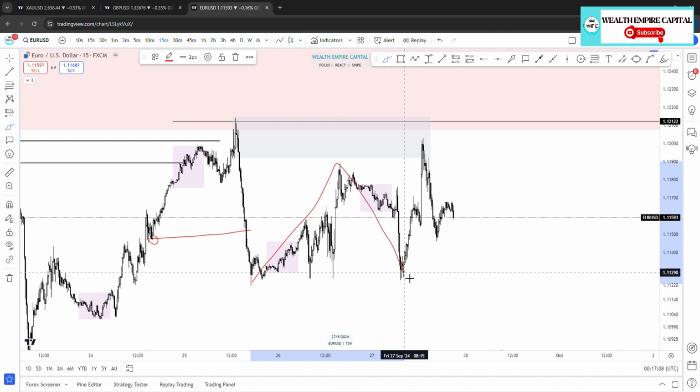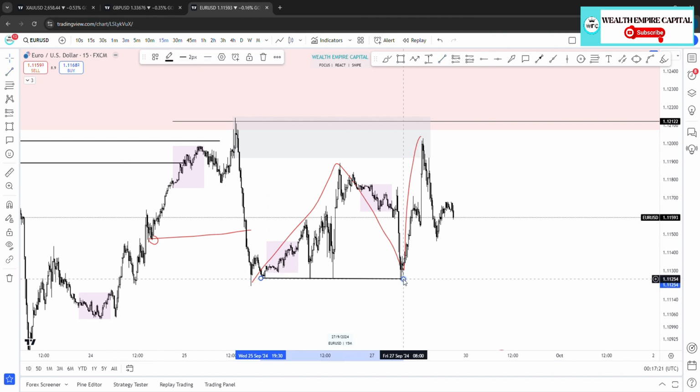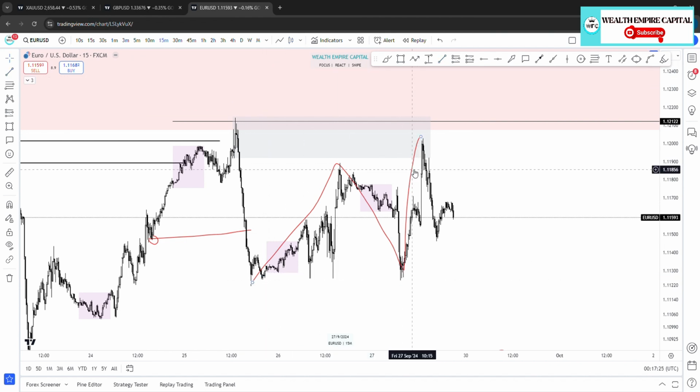1, 2, 3. The only thing that is giving me the confidence that we are likely to break this low is the fact that we have all of these lows over here, which has formed some kind of liquidity. That's the only thing. But apart from that, I need to respect what the market is trying to communicate to me.